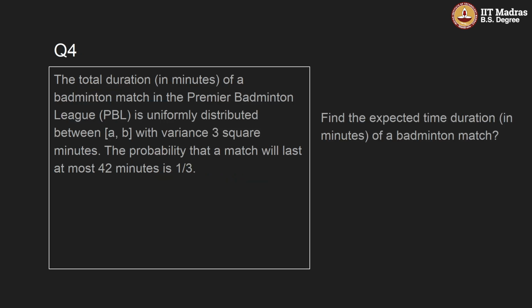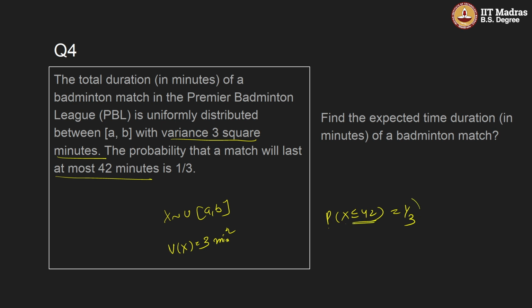Now question 4. The total duration of a badminton match in the Premier Badminton League is uniformly distributed between A and B with variance 3 minutes square. So x is following a uniform distribution (a, b), and we have been given the variance of x, which is 3 minutes square. The probability that a match will last at most 42 minutes, that is the probability that x is less than or equal to 42, is 1 by 3.